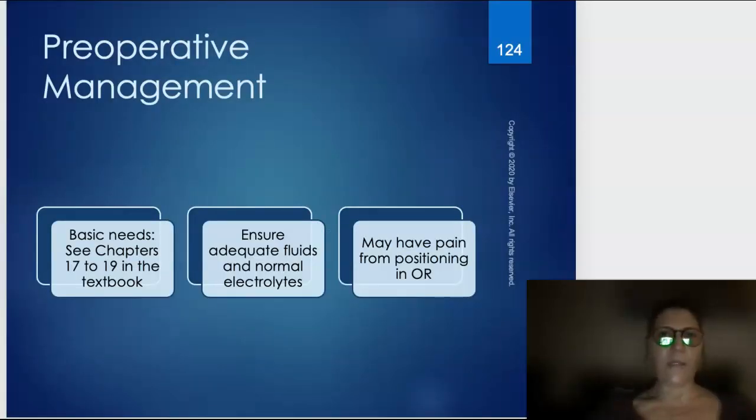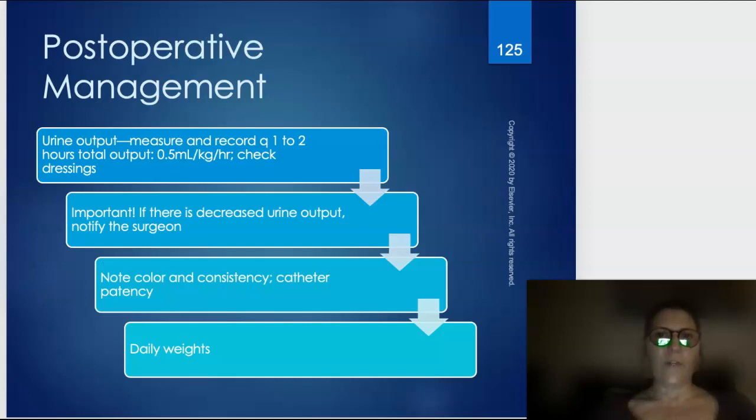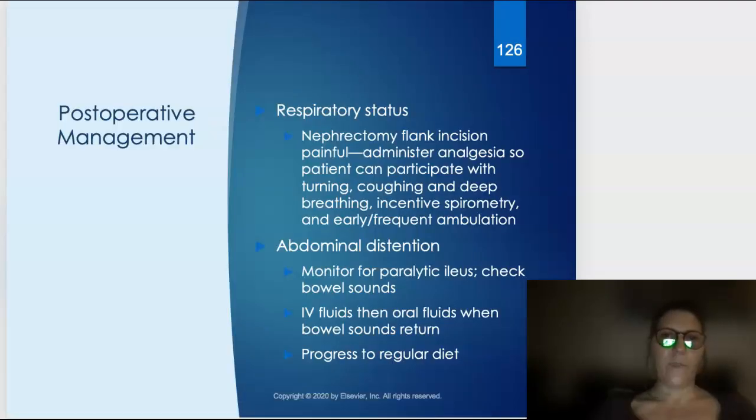So the basic needs, look at chapters 17 to 19 in the book on pre-op management. We want to ensure adequate fluids and normal electrolytes, and they may have pain from their positioning in the OR. Postoperatively, we want to measure the urine. It's very important that if there is decreased urine that we notify the surgeon. We want to note the color and consistency and the catheter patency and do daily weights.